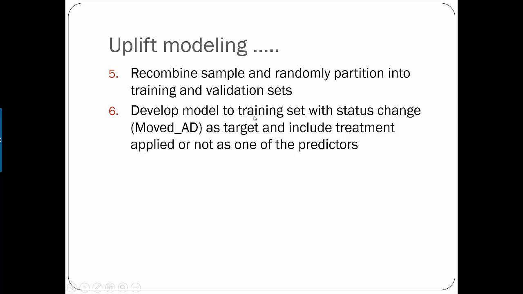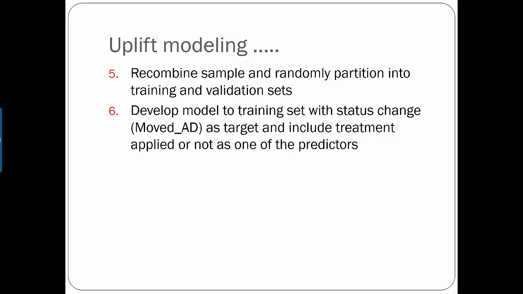Okay, so now you have developed a model with "moved AD", that is, whether the favorability rating moved in the positive direction or not, 1 or 0, as the target, and all the predictor variables from before, including one additional predictor: whether the person was exposed to the message or not. If the person was in the control group, it is 0; if in the treatment group, it is equal to 1.